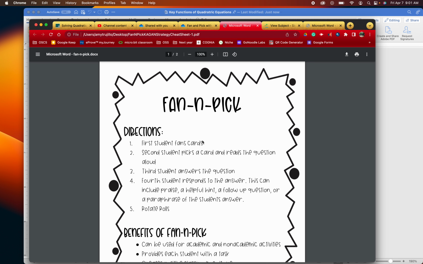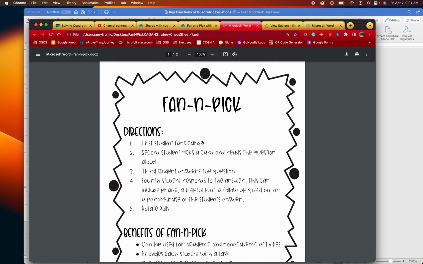This could be, great job. I like how you did that with the graph and how you knew that this one was over here because it was a negative and you knew this one was over here. Or it could be a follow-up question, or they could rephrase it. You can say, I agree that that's correct because you said, for say number 2, that the axis of symmetry is the vertical line that passes through the vertex of the graph of the quadratic equation. I agree with that because that's what I learned as well.